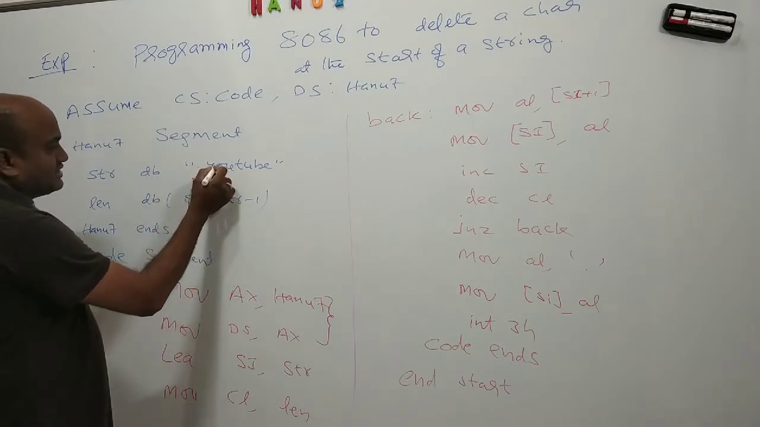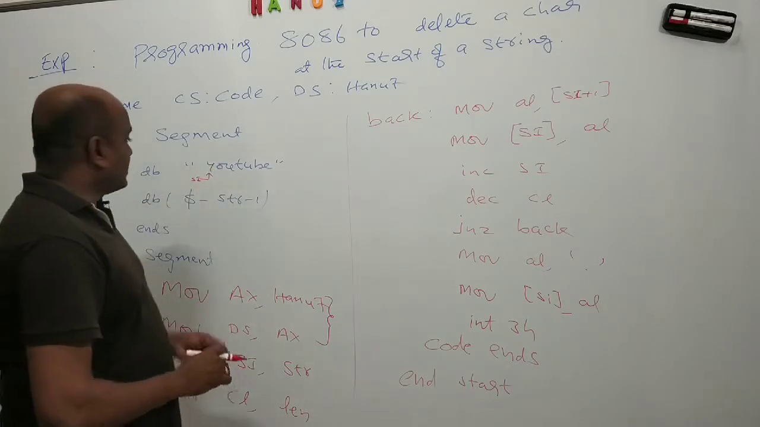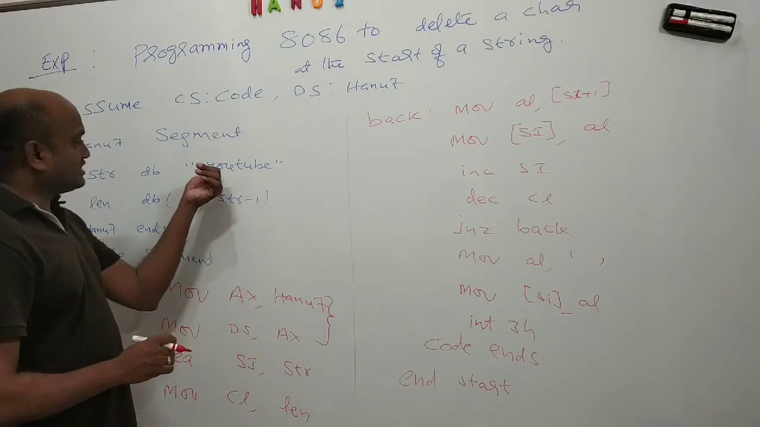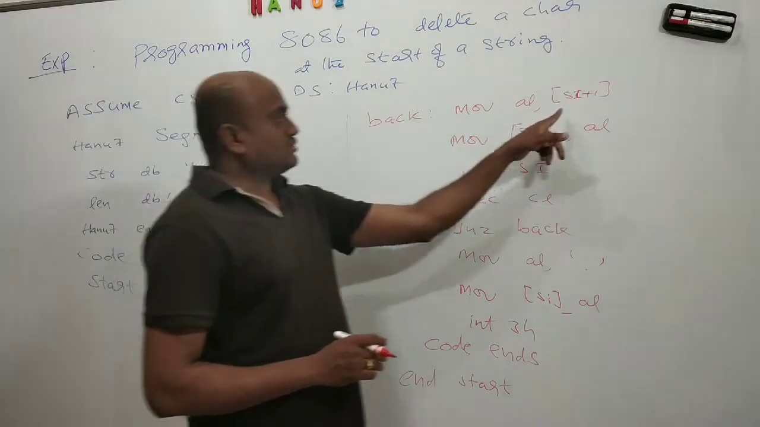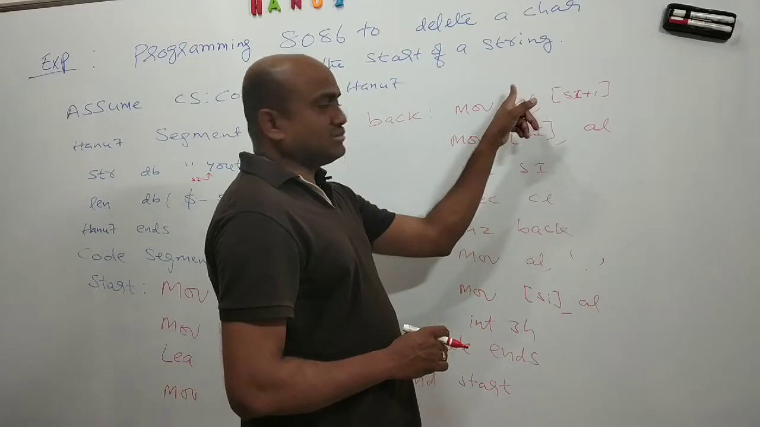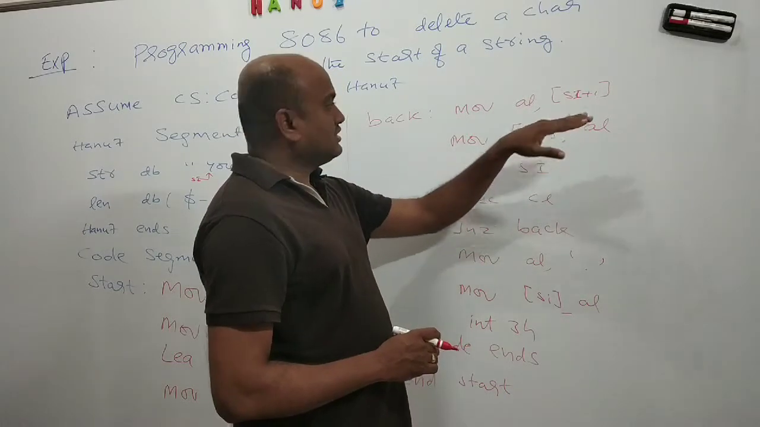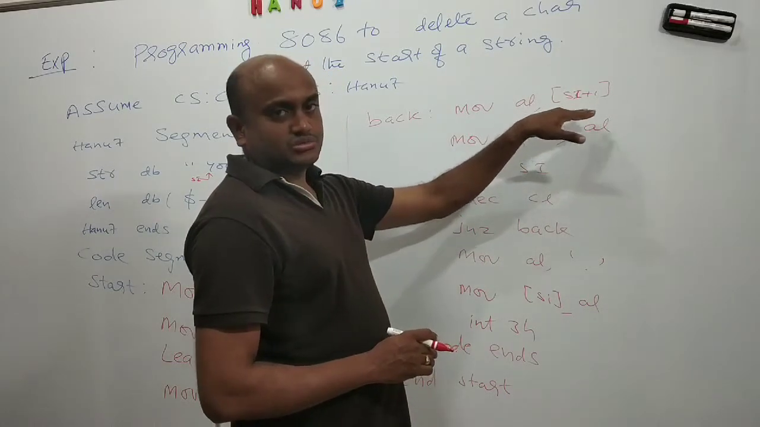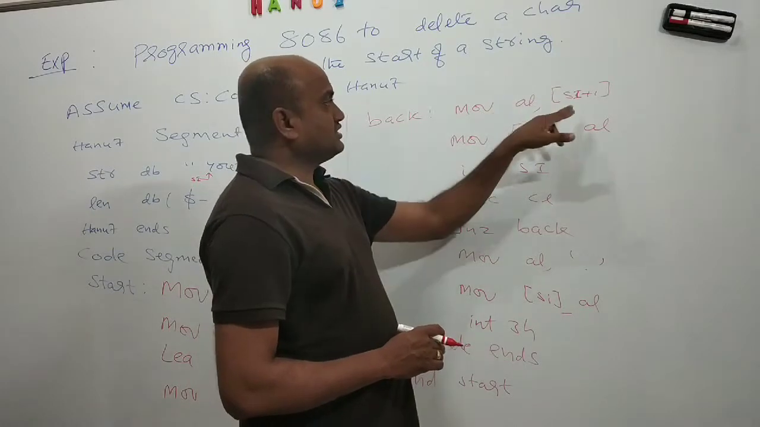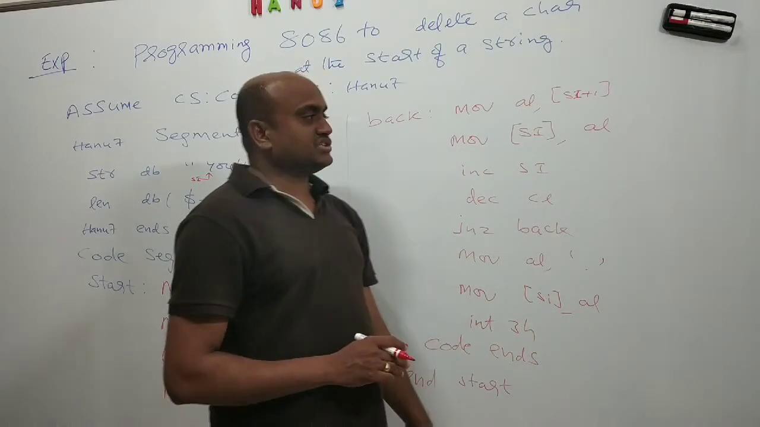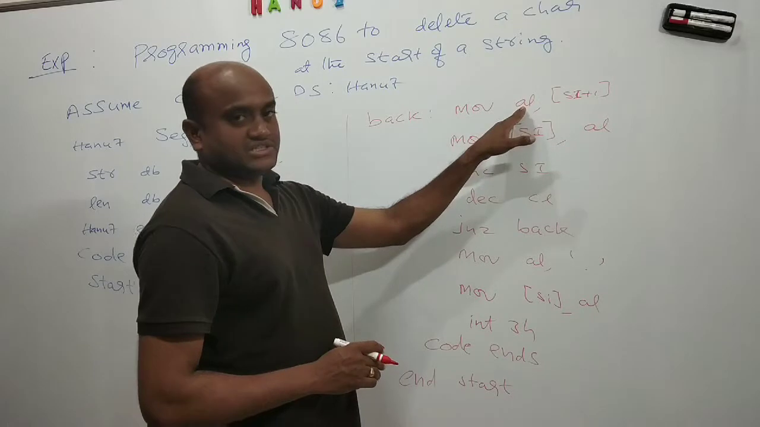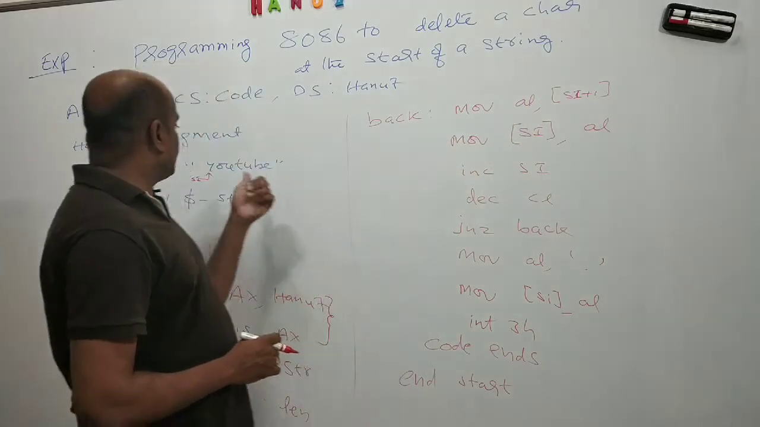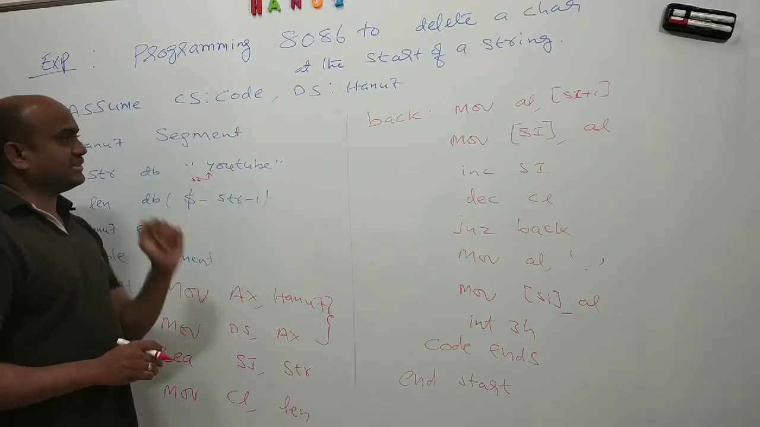SI plus 1 will be the second memory location. So the content of the second memory location is O. That O will go into AL. I am copying the second value of the string, the second character of the string, into AL register. So in our case, O will get copied into AL.